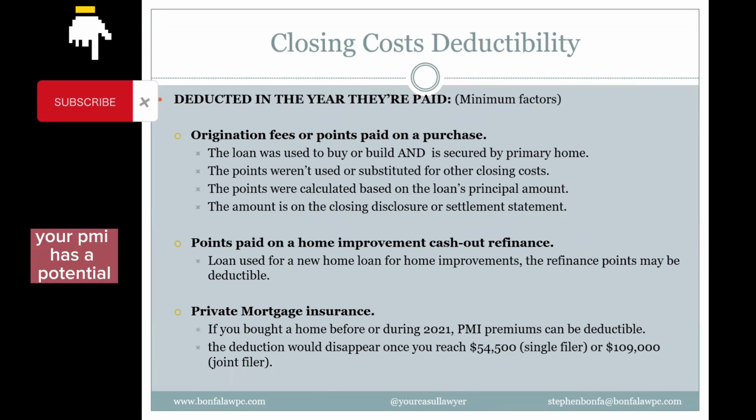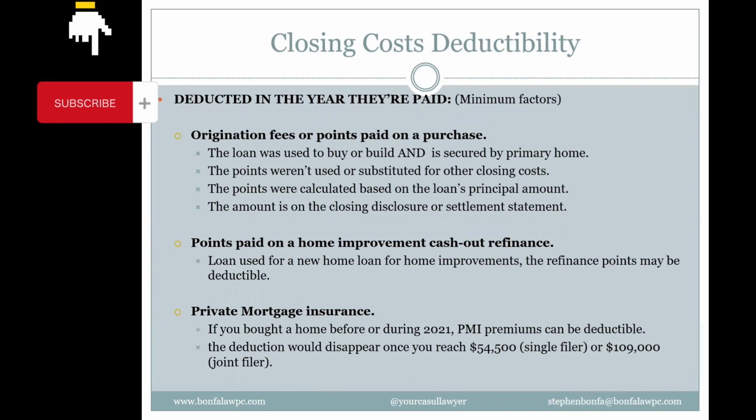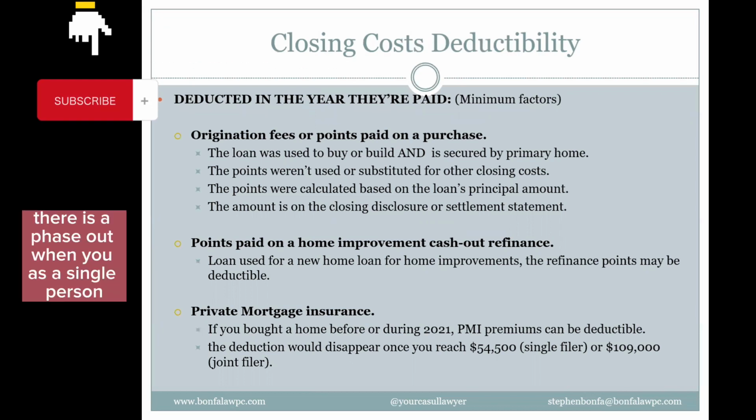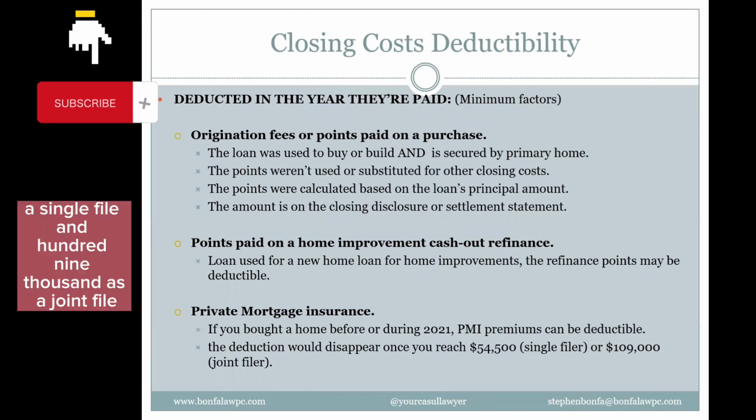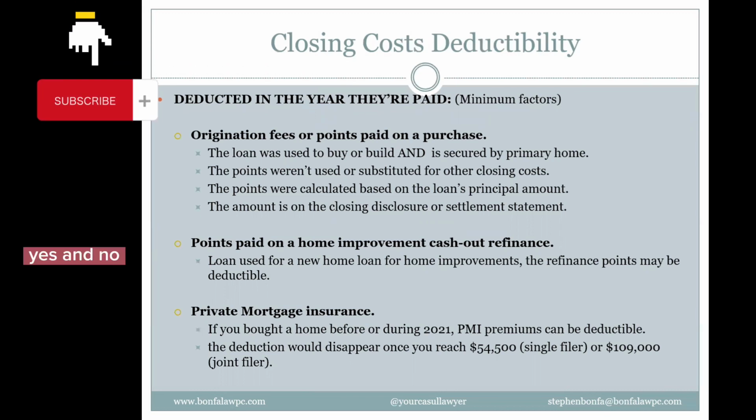Private mortgage insurance. So your PMI has a potential phase out. If you are a single person with over $54,500 in income, or $109,000 as a joint filer. So yes and no.